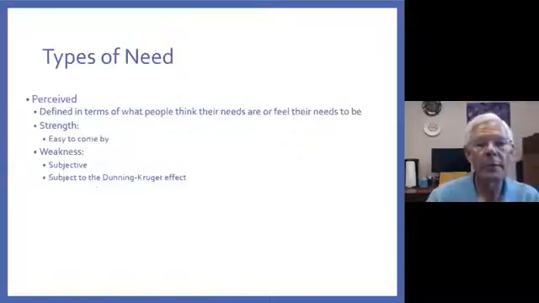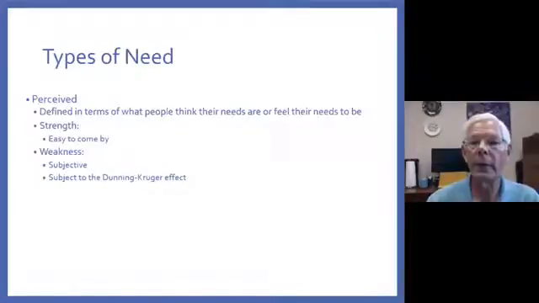And then finally there are perceived needs, and this is defined in terms of what people think their needs are or feel that their needs should be. The strength of this is that perceived needs and data surrounding these types of needs are easy to come by. A weakness is that it tends to be very subjective, and it is subject to the Dunning-Kruger effect.